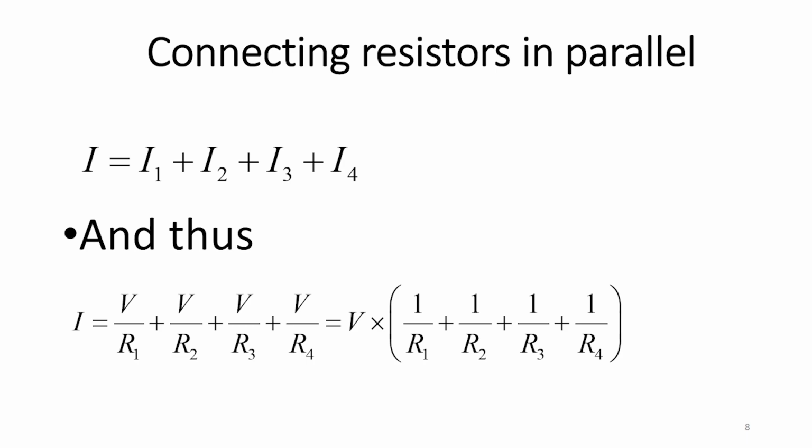Let's write it. I equals I1 plus I2 plus I3 plus I4. And thus, I equals V over R1 plus V over R2 plus V over R3 plus V over R4. And it equals V times, in parentheses, 1 over R1 plus 1 over R2 plus 1 over R3 plus 1 over R4.